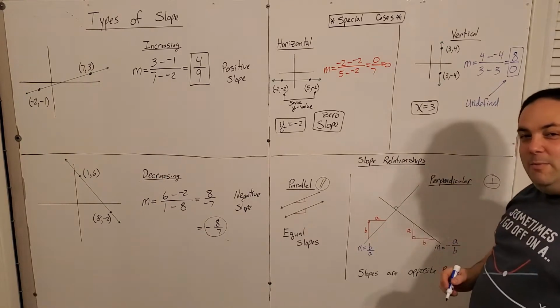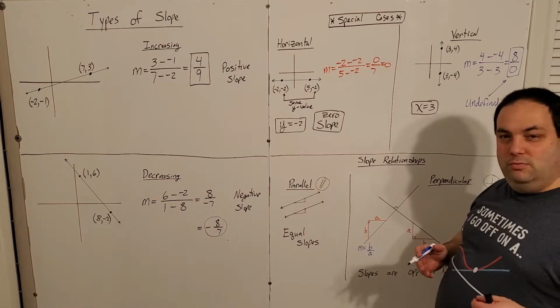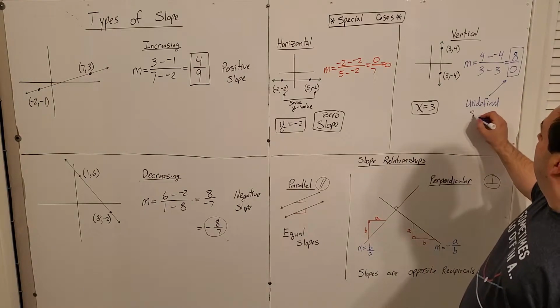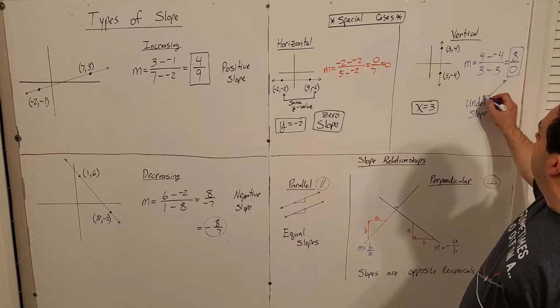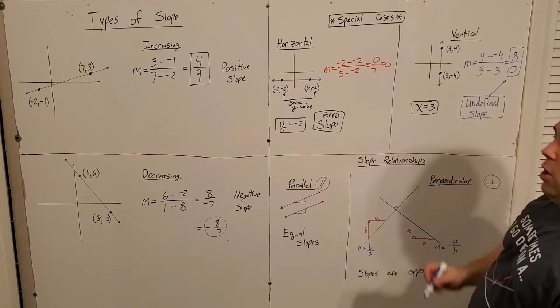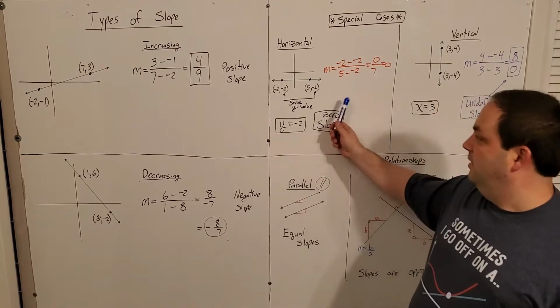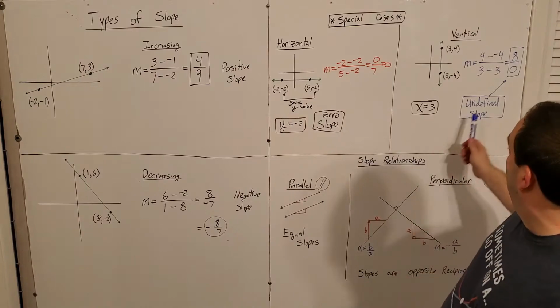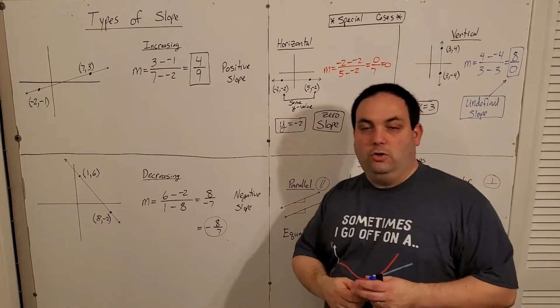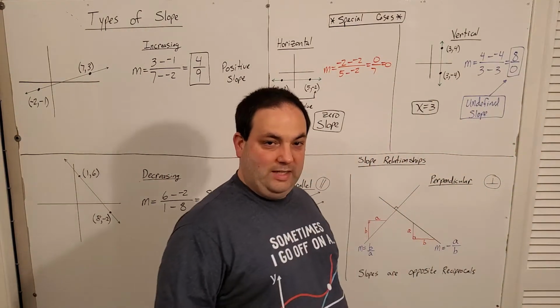Remember, we can't divide by 0. That's a big, big no-no. So it's an undefined slope. Not to be confused with 0 slope. Right? That's horizontal. Undefined slope is vertical. And that's important. Don't get those mixed up.